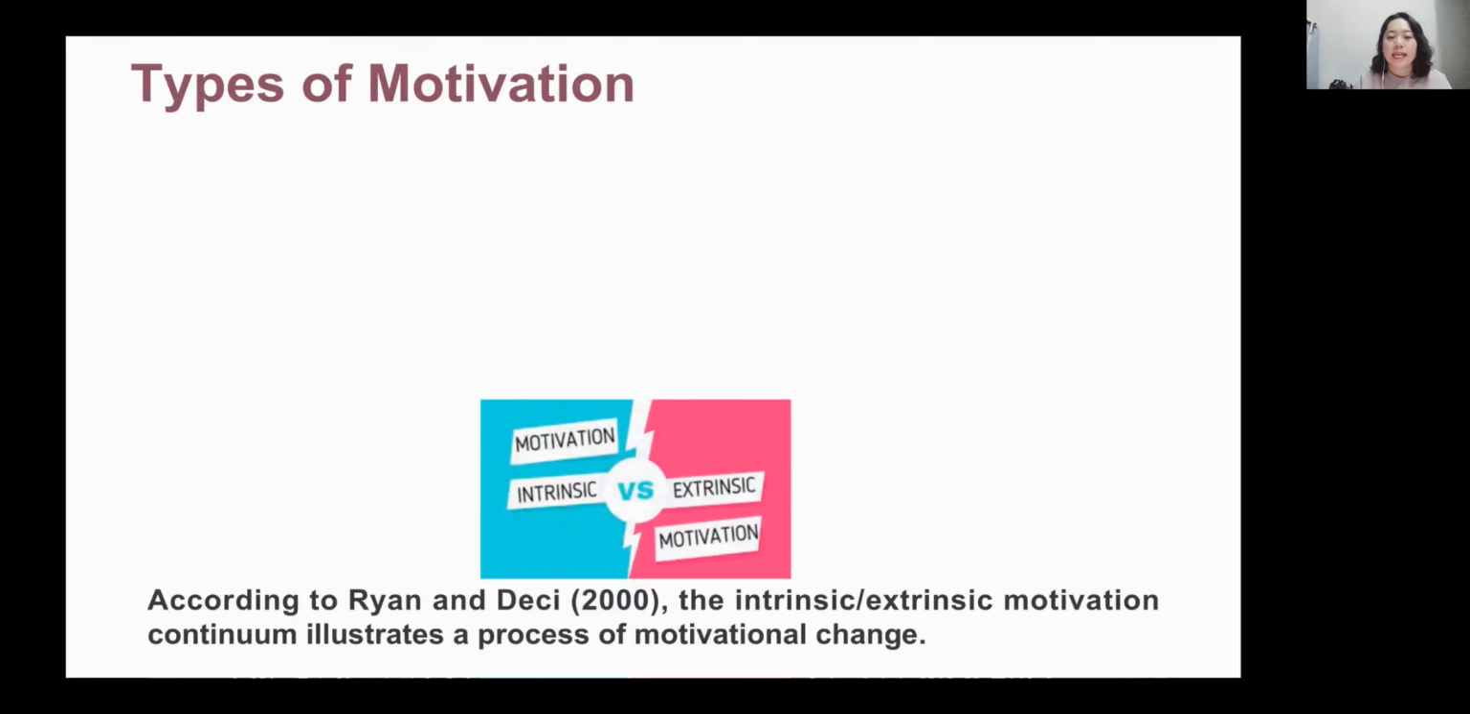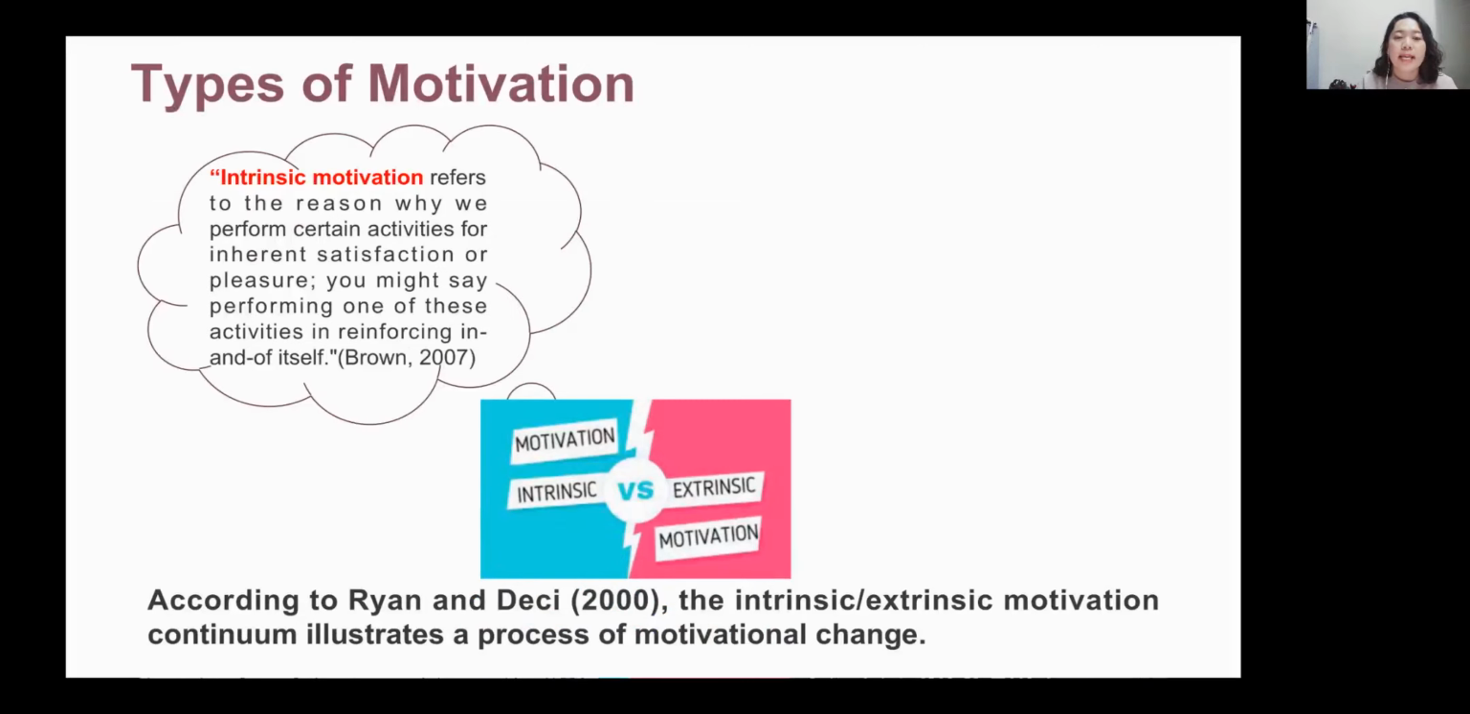Okay, let's look at the two types of motivation. Now, first one, intrinsic motivation refers to the reason why we perform certain activities for inherent satisfaction or pleasure. You may say performing one of these activities is reinforcing in and of itself. Brown, 2007.